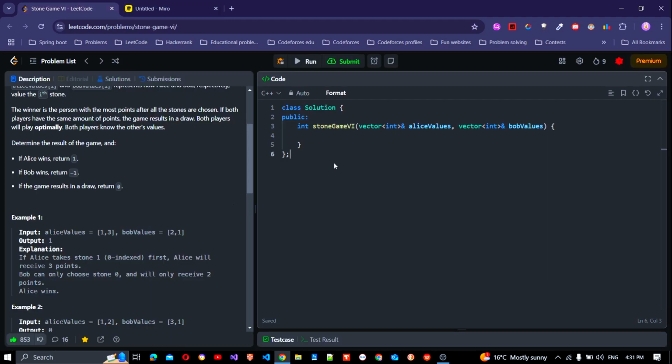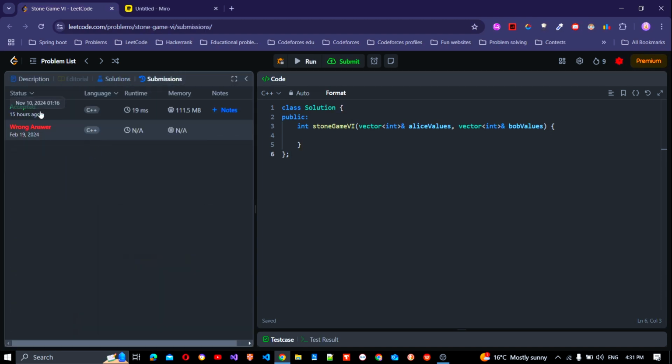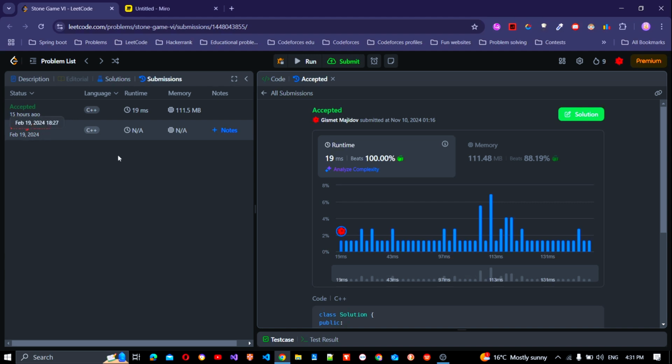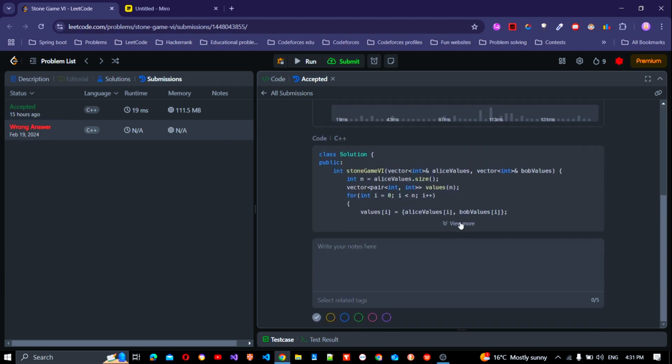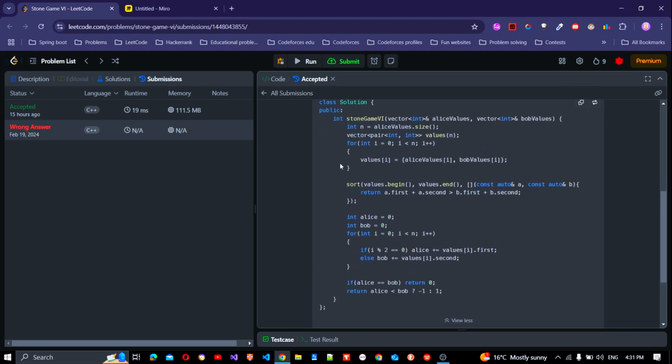So let's actually see the code. I have here a submission where I got a wrong answer previously when I solved this. And here's the code. Okay, let's just look at it.